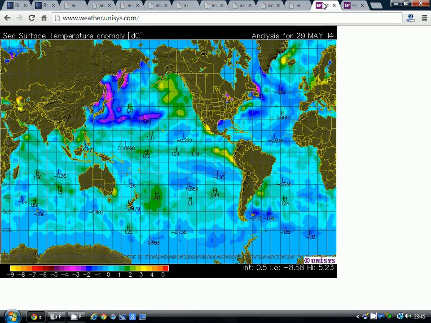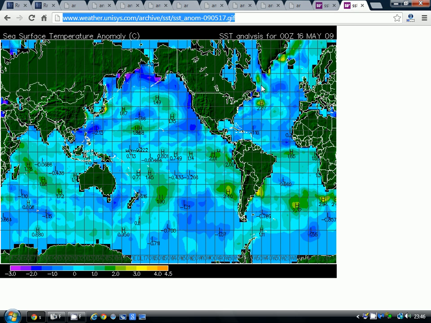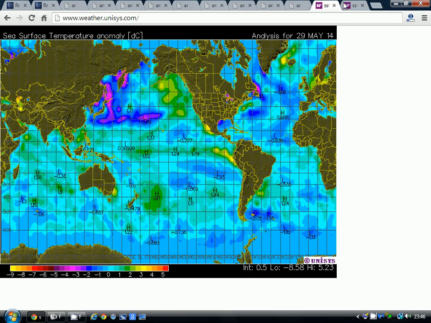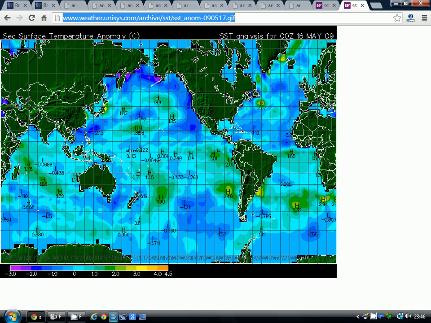Have a look at these charts from Unices.com. This is the same anomaly that we were just looking at with NOAA, but looking at it in a slightly different way with different colours. Here's the anomaly in the Atlantic for 2014. This is actually 29th of May 2014. Go through to 2009. I think that's a pretty similar match. That is quite close, I think, between 2014 and 2009.